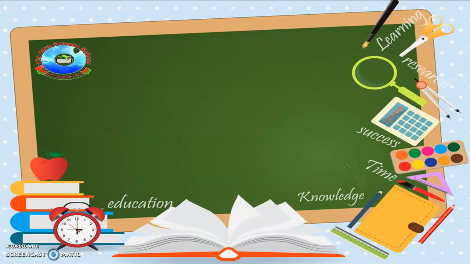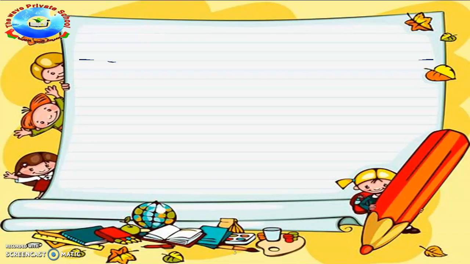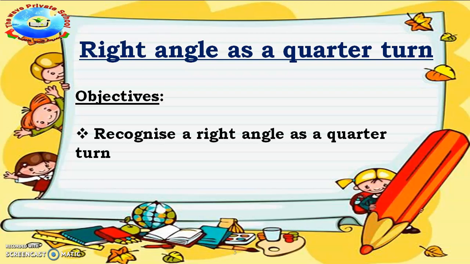This video is for grade 2, chapter number 6, Position and Movement. Today we are going to have the lesson Right Angle as a Quarter Turn. After this lesson, you will be able to recognize a right angle as a quarter turn.